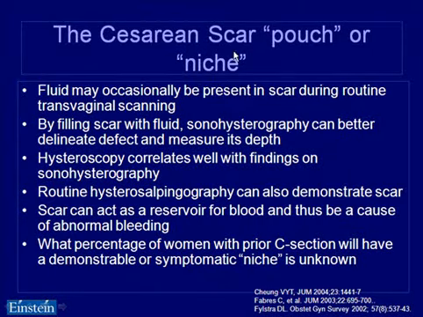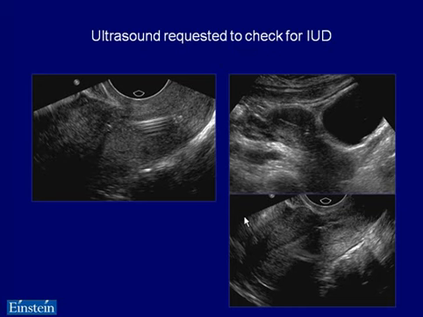So in summary, this cesarean scar, pouch, or niche can be filled with fluid during regular scanning or fill with sonohysterography. It can be visualized on hysteroscopy and can fill during hysterosalpingography. It can serve as a reservoir for blood and be a cause of abnormal bleeding. What percentage of women who have had a prior cesarean section will actually demonstrate such a niche is really unknown.